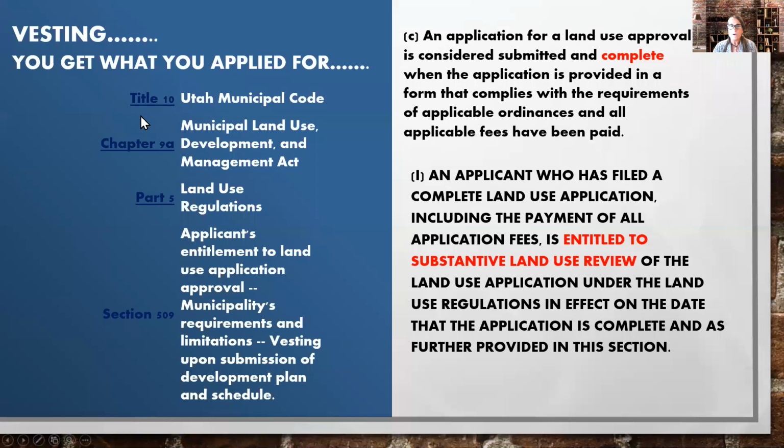Excellent. Okay, hopefully you can all see this to answer the vesting question. So this is Title 10, Chapter 9A, Part 5, Section 509. Here's how vesting works in our state and how the impetus is on the staff, Planning Commission, if you accept applications, if you're not fortunate enough to have staff, and what does that mean?